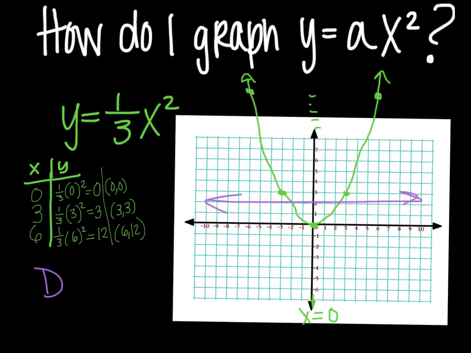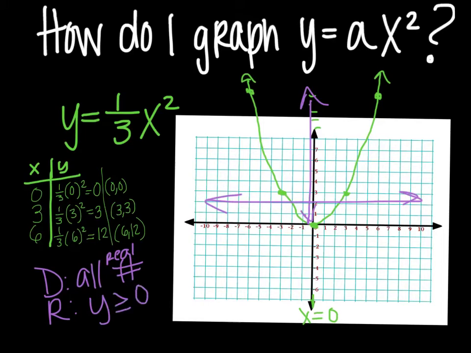The domain then, think about the domain going across, left to right. And if this were to continue, it would actually be all numbers. All real numbers are possible there. And then the range is up and down, how far I can go up and down. I can go up forever. It's down that I can't, because the lowest it goes is that x-axis at 0. So my range then is going to be y greater than or equal to 0.